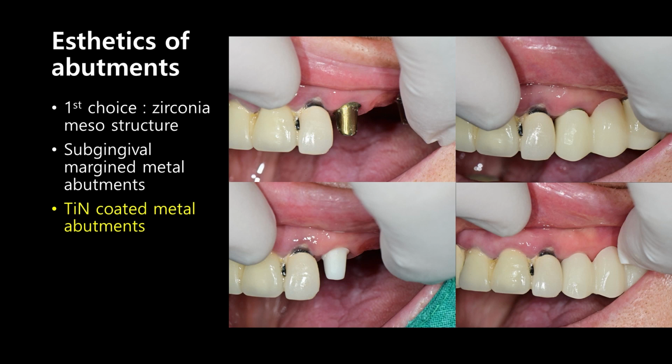So gold color abutment and gingiva color can be compensated, but if there's a margin recession, it will be difficult to compensate. Hence, in the aesthetic zone, the first choice should be the link abutment, the zirconia abutment.